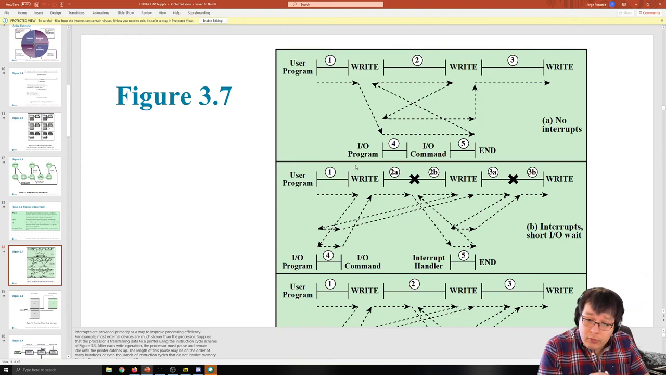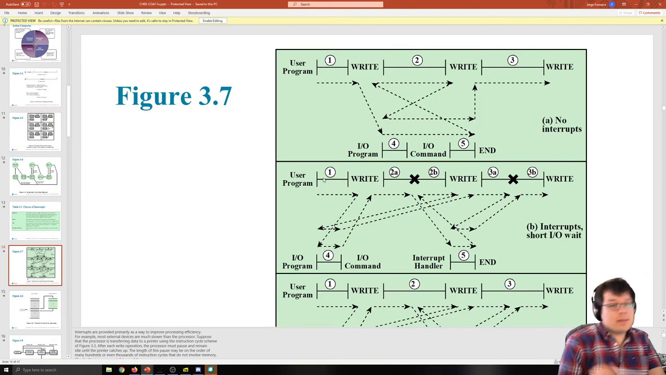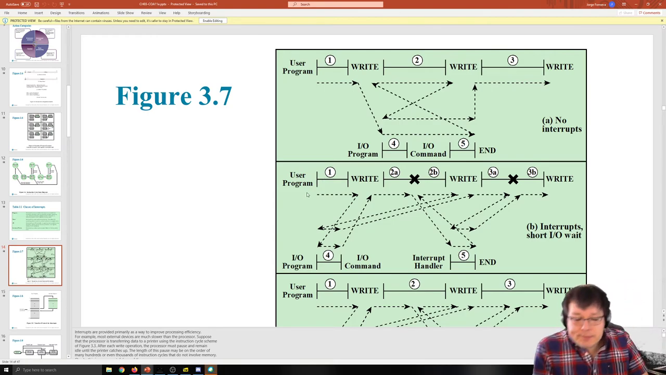So that's the simplest term when you're waiting for it. We don't want to wait for it. We want to just kind of tell it to do its thing and then keep going if we can. So that's the second picture here. That's with an interrupt. So you're running code. Then you get to a write. You tell the IO program, hey, I need you to do this printing for me.